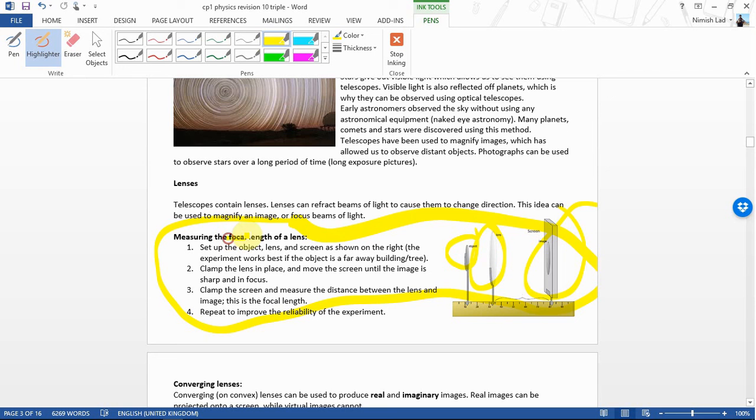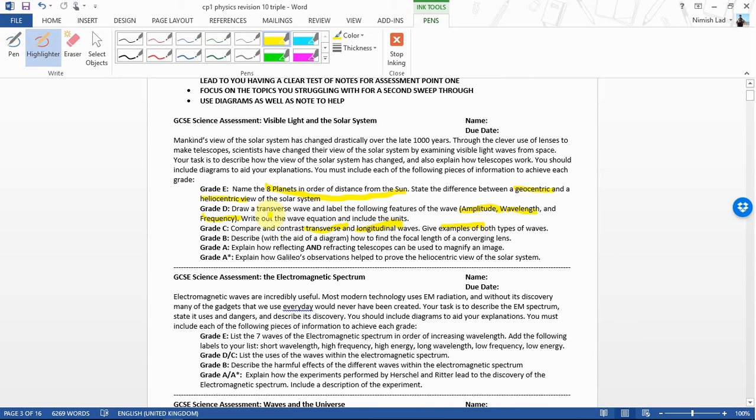The focal length is the distance between the lens and the screen. Okay? So in other words, it's this distance here between that and that. Okay, so that's your distance, that's your focal length there. The only other thing I want to point out about this is that if you repeat this experiment a few times, that's good for reliability. So don't just do it once, do it a few times over to improve the reliability of the experiment. Okay, so we've done that one. That's cool, we've done the focal length of the lens.